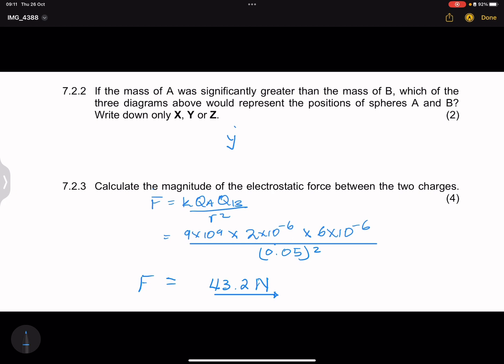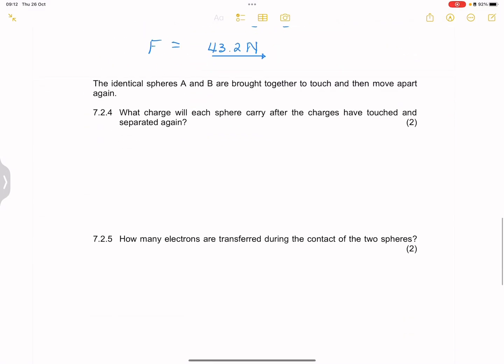So we've got that force there, which is 43.2 newtons. And we know also what type of force it is. It's a force of repulsion, but nonetheless, the question asked us for just the magnitude of the force.